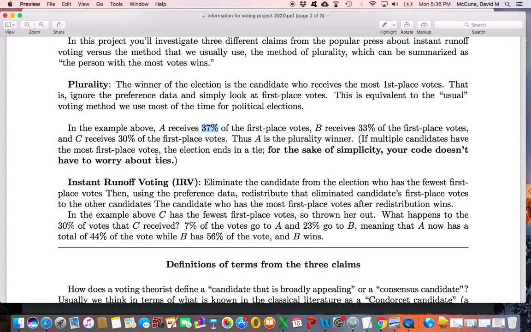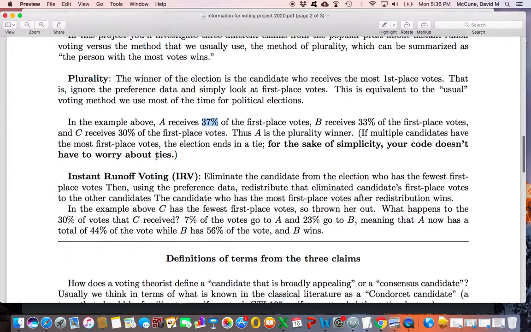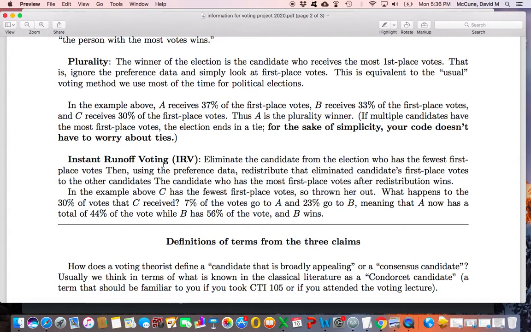It's worth noting here, it's possible, of course, that multiple candidates will have the most first place votes. It is possible to have a tie. For the sake of simplicity, we will assume that doesn't happen. Ties are very rare, so let's just not worry about them. Your code doesn't have to worry about ties when it comes time to build code.